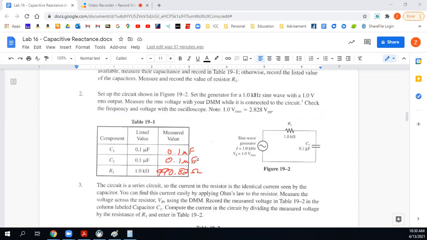Cool. Set up the circuit shown in figure 19-2. Set the generator for a 1 kilohertz sine wave for the 1 volt RMS output.